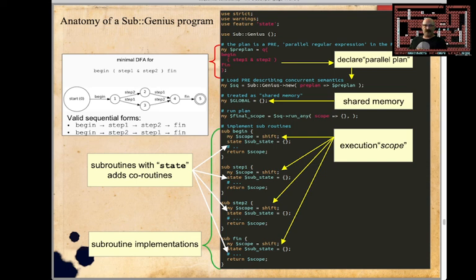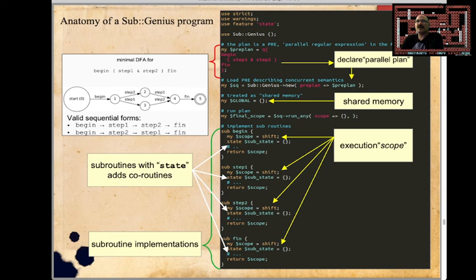Okay, this is the anatomy of a very basic program that's using Subgenius, and it's really all it is. It's really three things. At the top, you describe the plan. I call it pre-plan, and that's a parallel regular expression. That describes the ordering or the constraints on how the subroutine should be called.